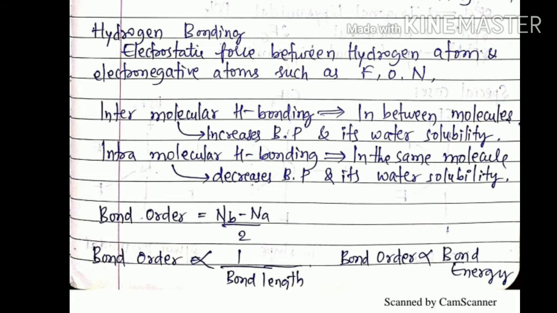Then we have bond order. It is Nb minus Na divided by 2. Bond order is inversely proportional to bond length. Bond order is directly proportional to bond energy.